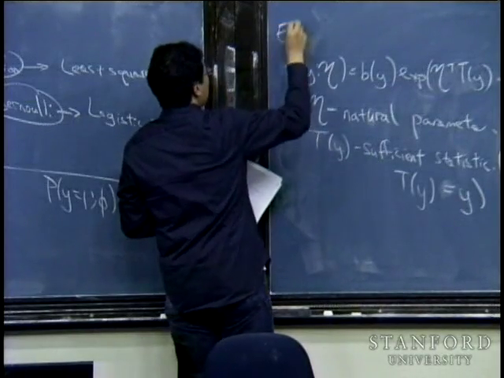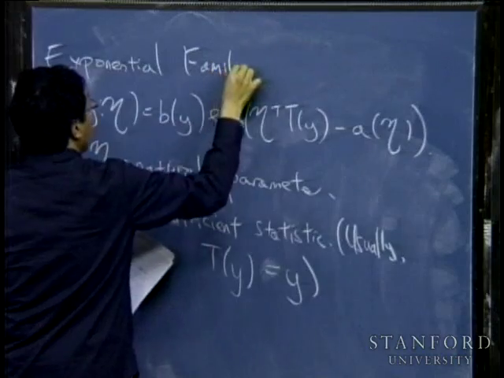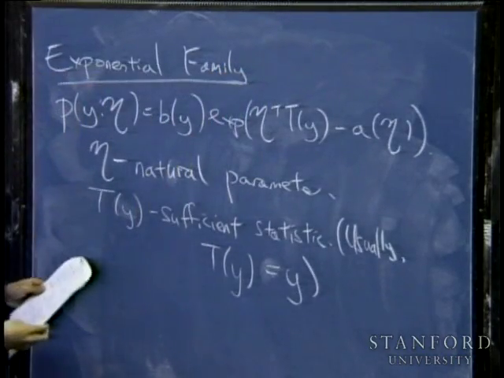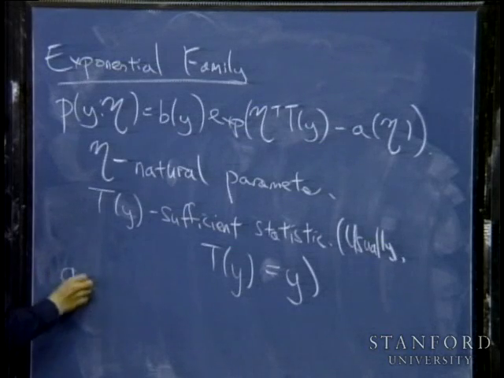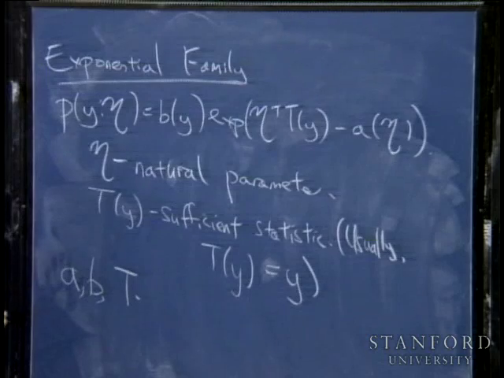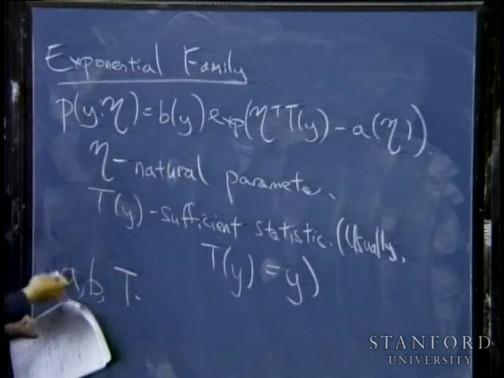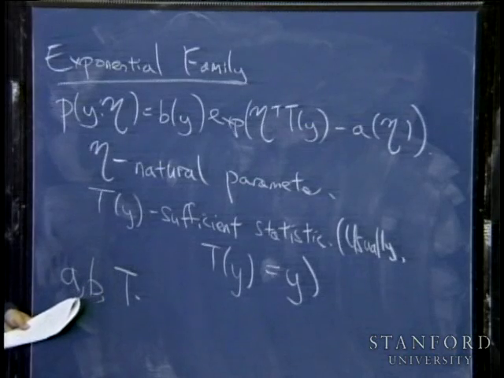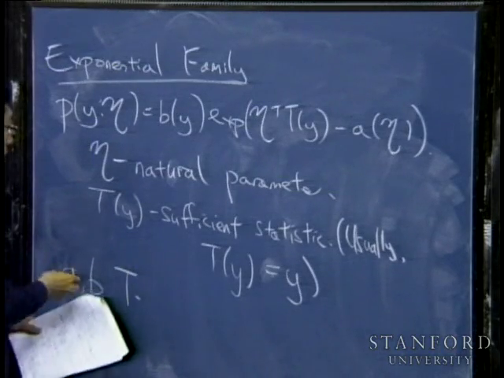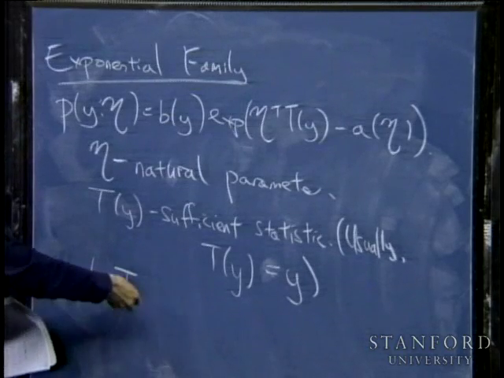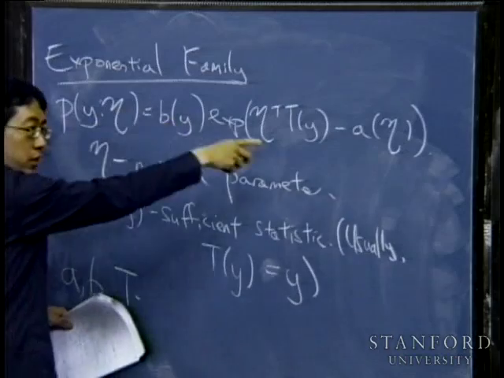And so for a given choice of these functions a, b, and T, let's say I fix the forms of the functions a, b, and T. Then this formula defines a set of distributions, a class of distributions that's now parameterized by eta. So again, say you write down specific formulas for a, b, and T. Then, as I vary eta, I get different distributions.